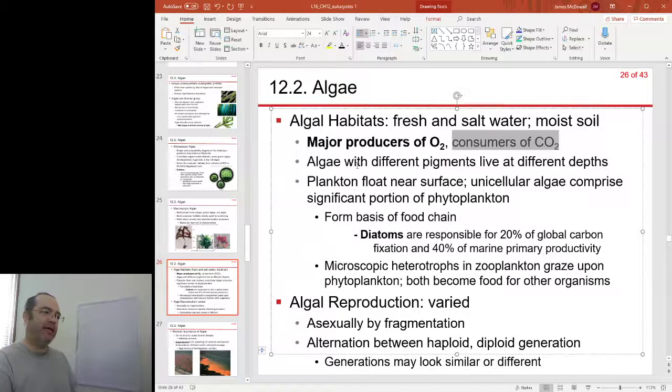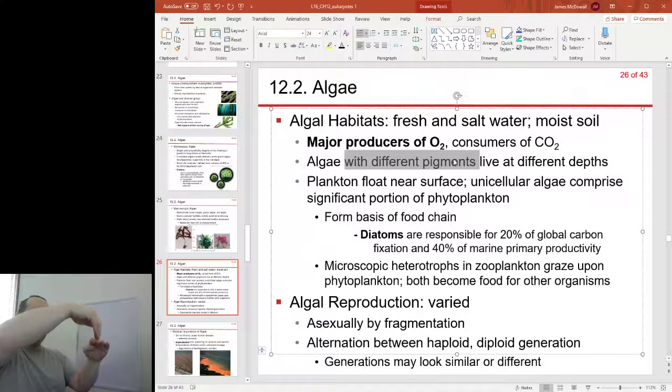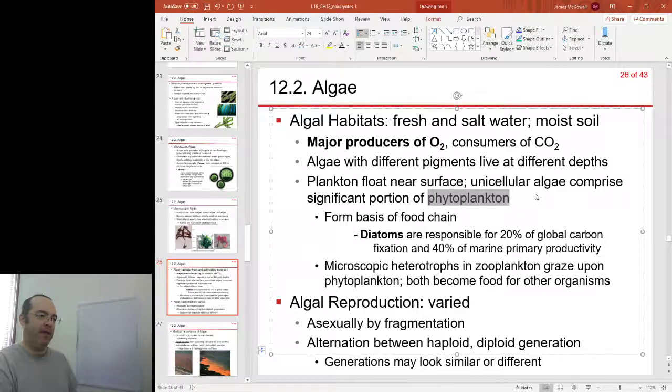They're very important in the oceans. Different photosynthetic pigments will absorb different colors of light, and as light enters water, the different colors are available at different depths. So algae are adapted to living at different depths. Plankton. Algae make up a very important component of plankton, known as phytoplankton. They are the basis of many food chains.